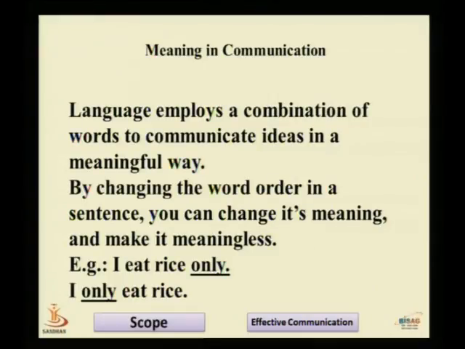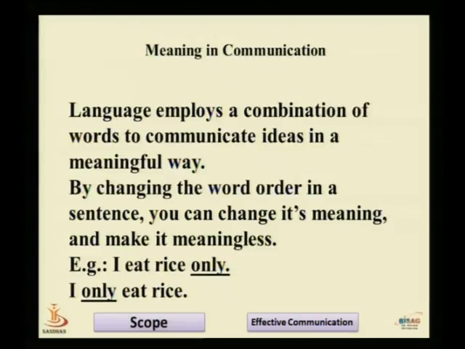No. I eat rice only. That means I eat rice, nothing else. And the second sentence, I only eat rice. That means I don't cook it, I only eat. That means I don't do anything else with the rice. I don't cook, but I eat only.